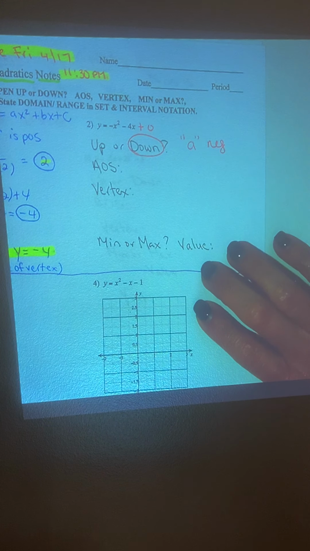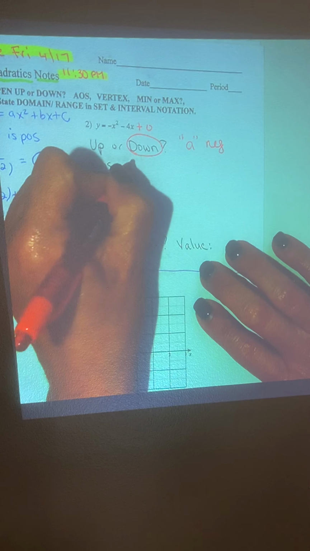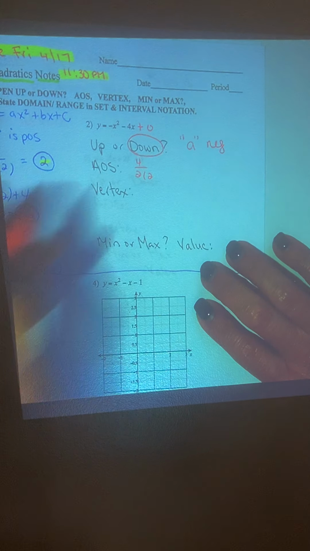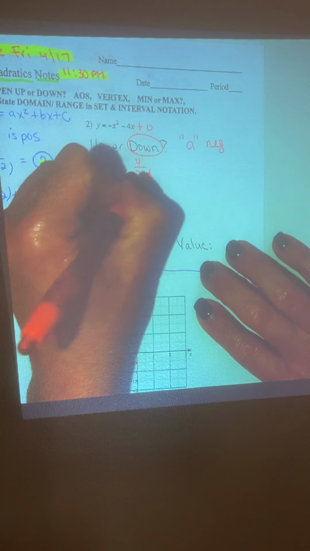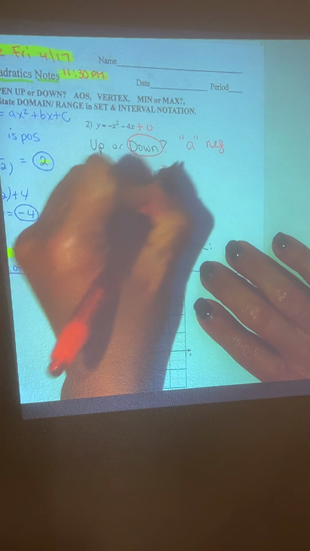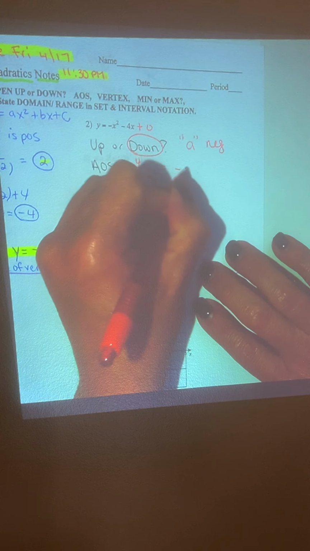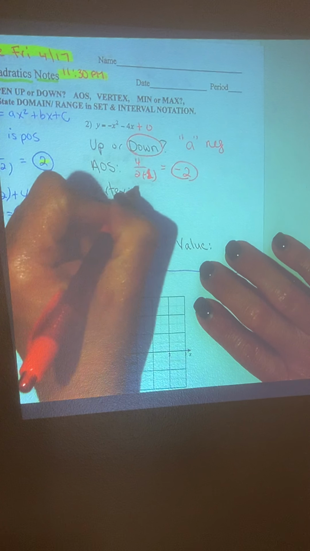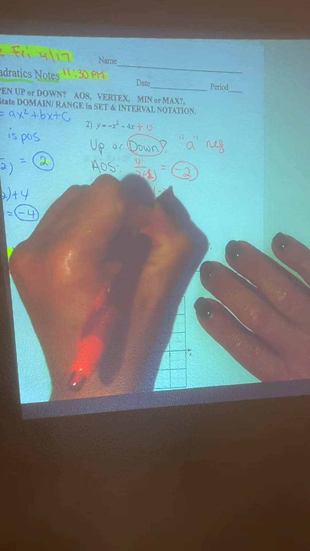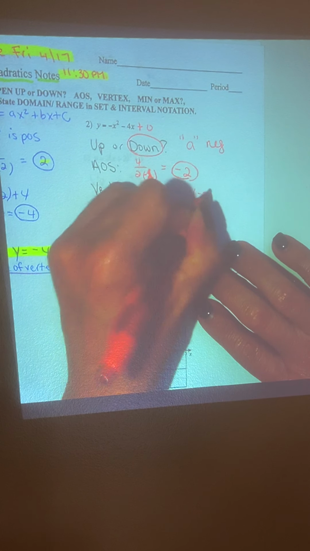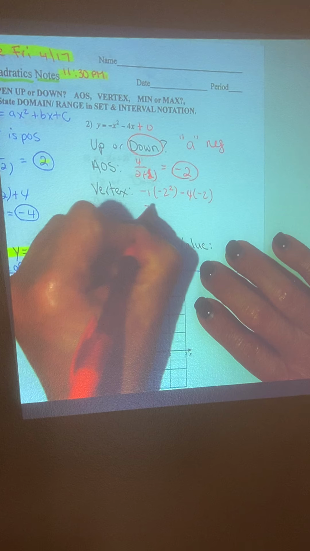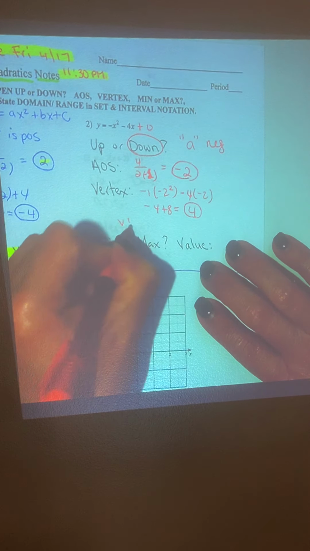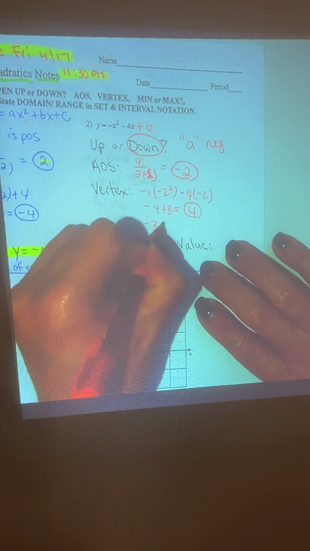Axis of symmetry, to find the axis of symmetry, negative b over 2a. So negative 4 over 2 times negative 1, excuse me. Sorry about that. So 4 over negative 2 is negative 2. Plug it back in. Negative 1 times negative 2 squared minus 4 times negative 2. Opposite and double. So that's 4 times negative 1 is negative 4 plus 8 gives me 4. So therefore my vertex is negative 2, 4.